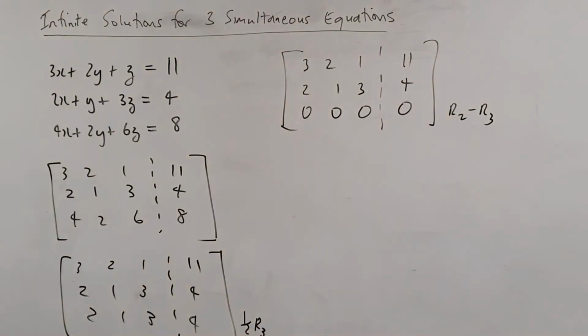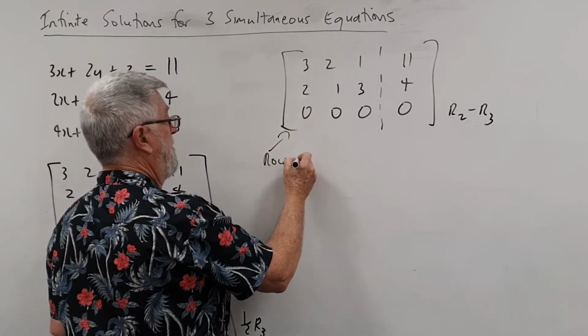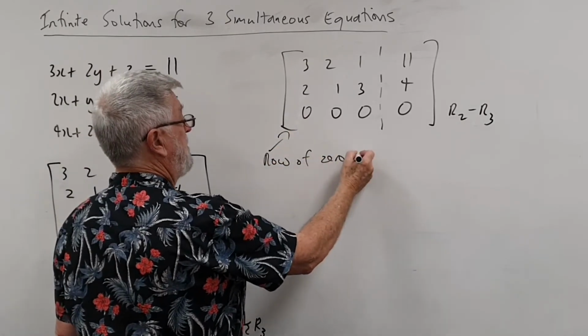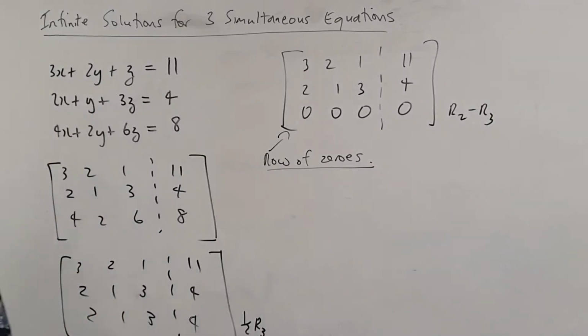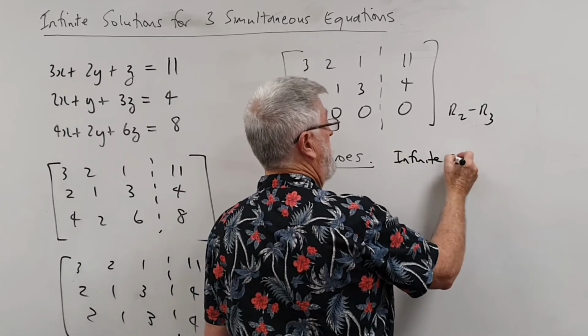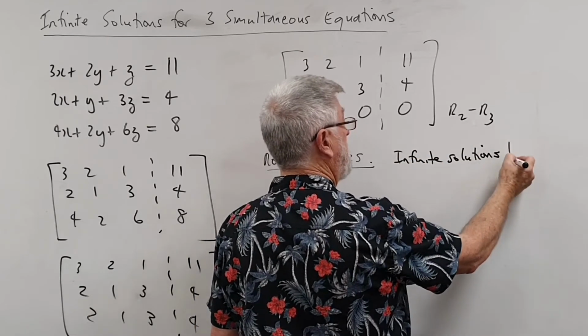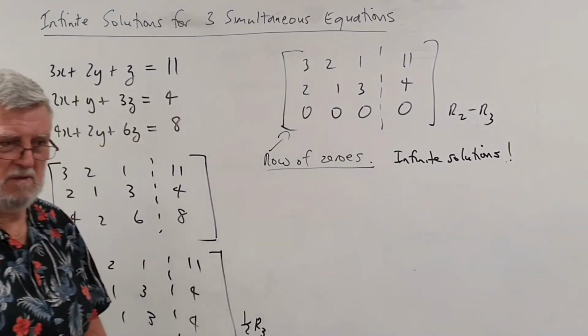And you know how much I nag people about this? I've got a row of zeros. So what does a row of zeros tell us? Infinite solutions. Now that one's really obvious that it's infinite solutions. So guess what we're going to give you? A case where it's not obvious.